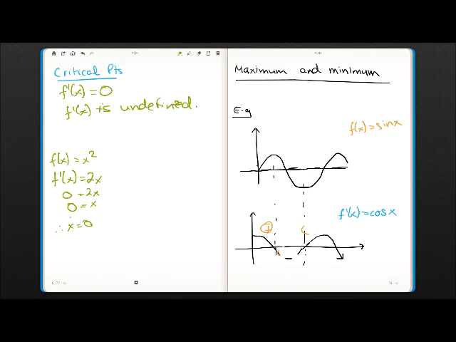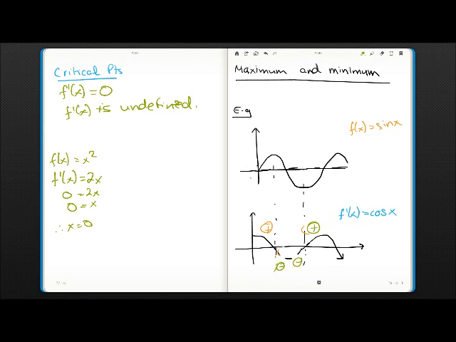And this can also tell us the max and mins. As you can see in this example, if we have f of x equals sin x and f prime of x equals cos x, every time f prime of x equals cos x equals 0, there is either a local max or a local min. If it's going from positive to negative, it's a local max. Whereas if it's going from negative to positive, it's a local min.